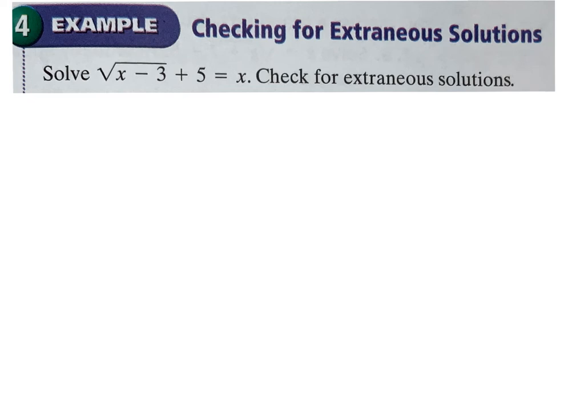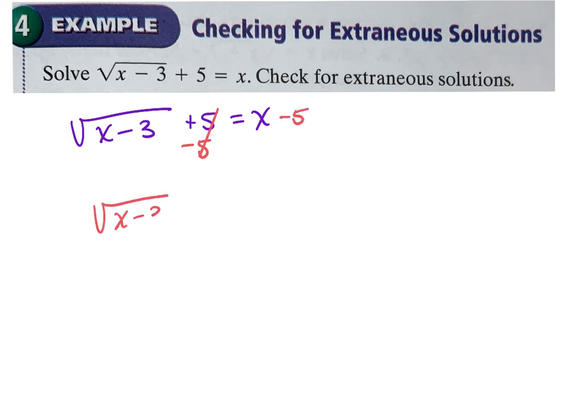So let's look at this one. Again, we want the radical by itself, even though the other side's not going to be isolated when we do that. So we are still going to take this problem and subtract that 5 over as our first step. So we end up with the square root of x minus 3 equals x minus 5.